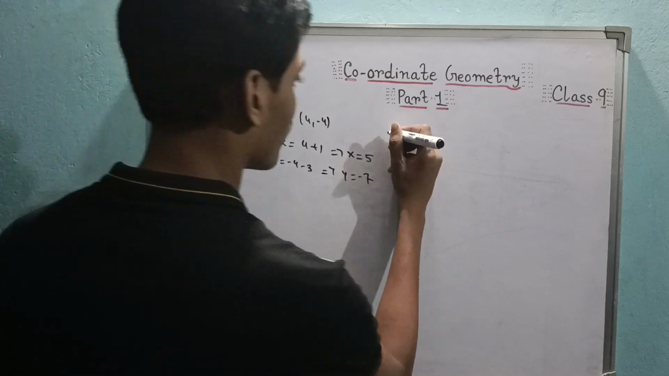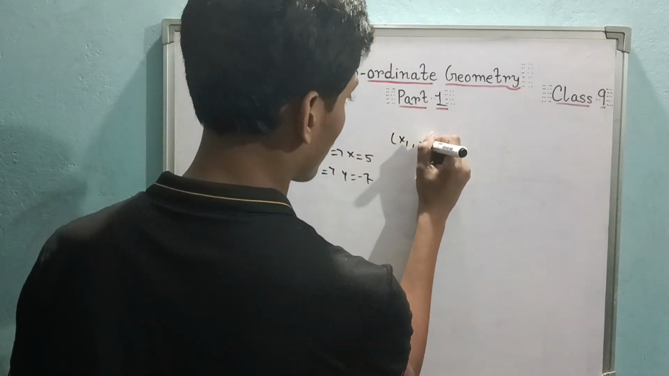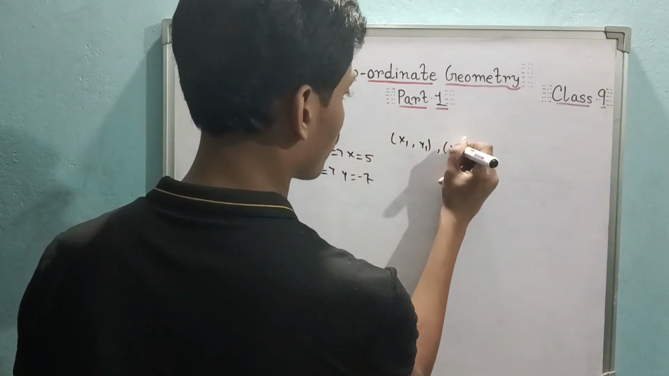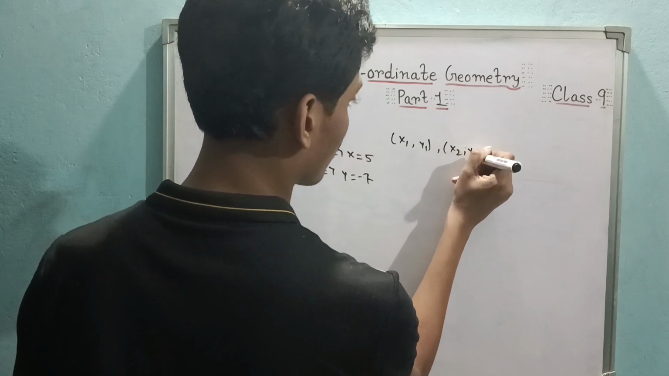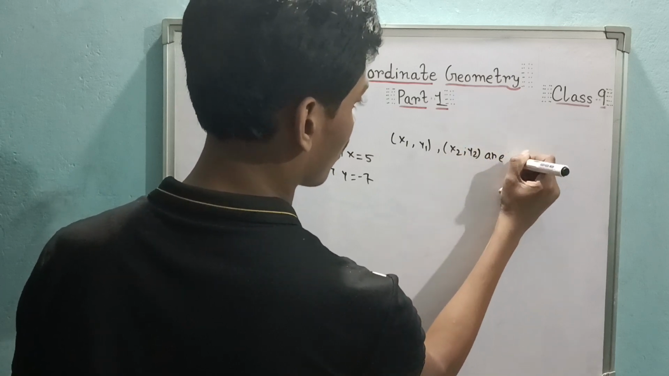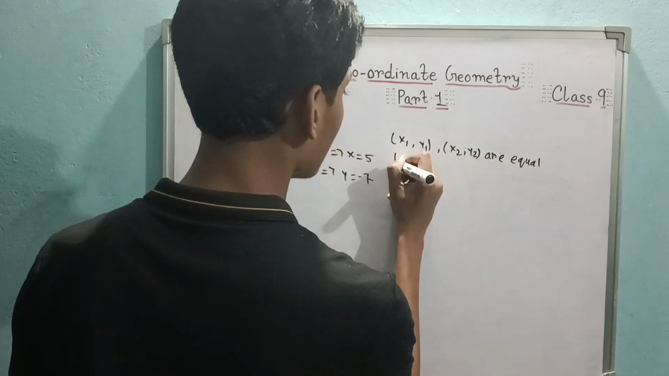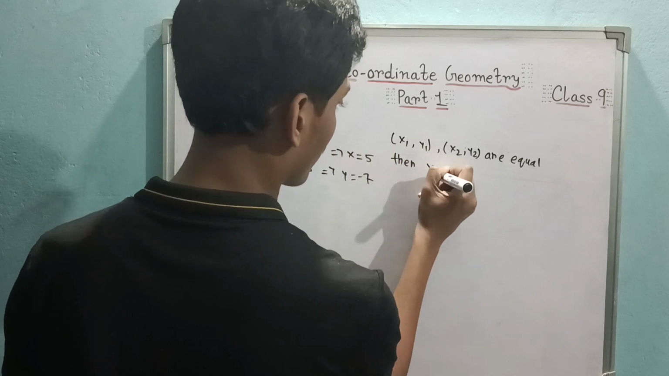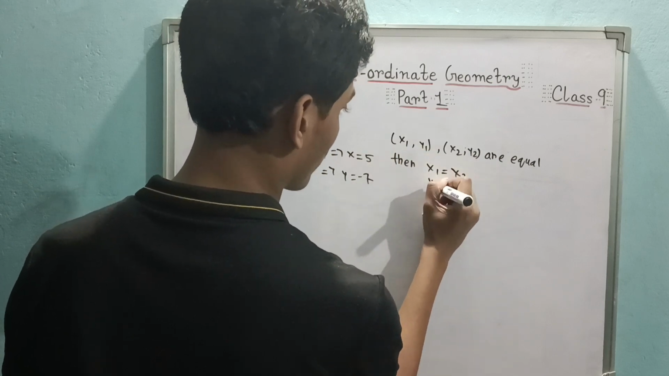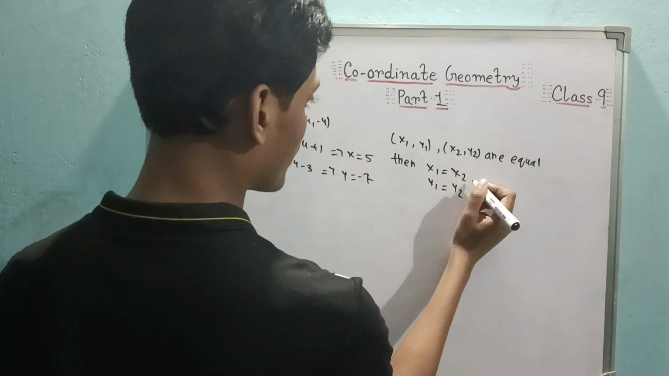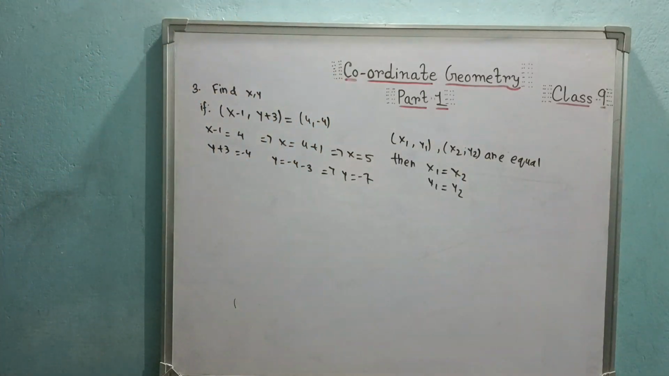Suppose (x1, y1) and (x2, y2) are equal, then x1 equal to x2, y1 equal to y2. Abscissas are equal, ordinates are equal. This is it. This is the concept.